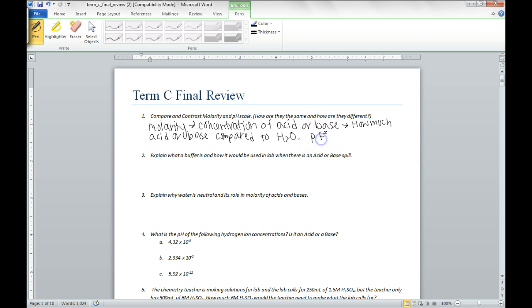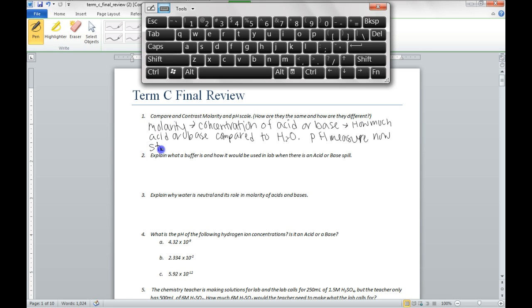Well, pH is going to measure how strong that acid or base is. And we have the pH scale, and obviously 1 is going to be a very strong acid, and a strong base would be at a 10 to 14 range.